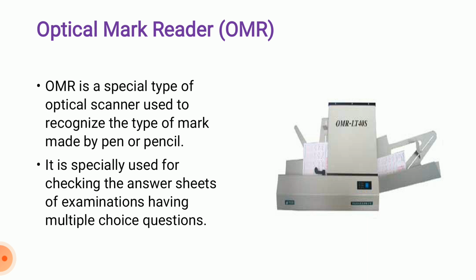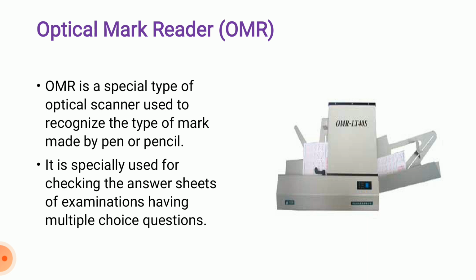Optical mark reader, OMR. OMR is a special type of optical scanner used to recognize the type of mark made by pen or pencil. It is especially used for checking the answer sheets of examinations having multiple choice questions. This is a very famous technique.